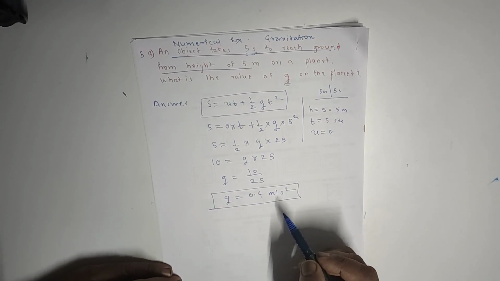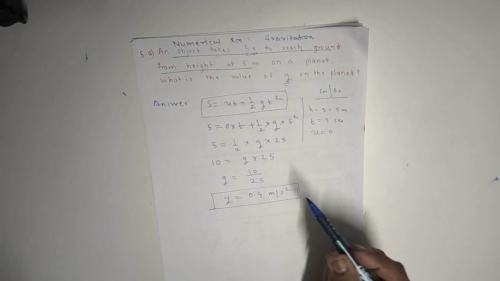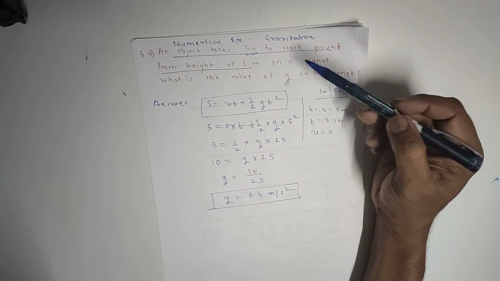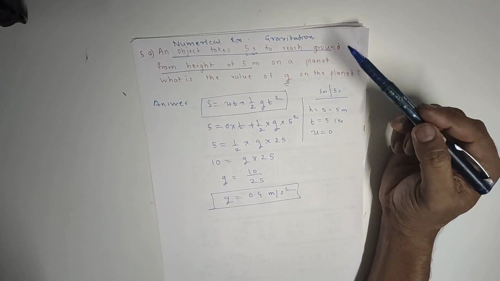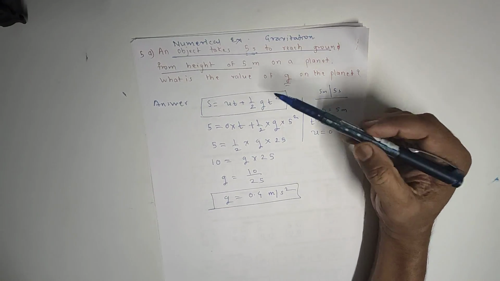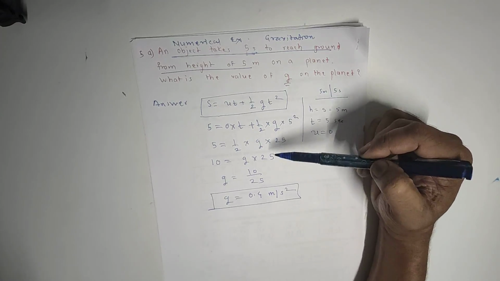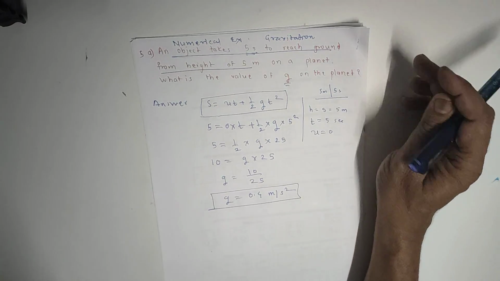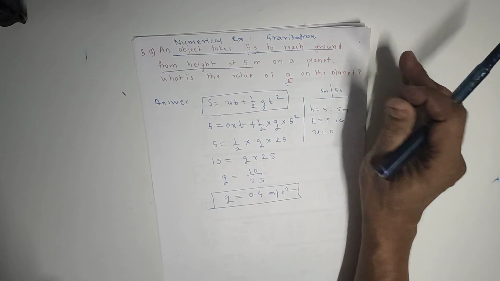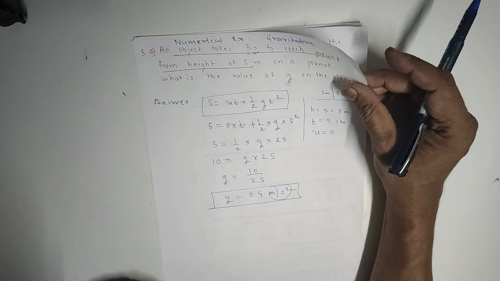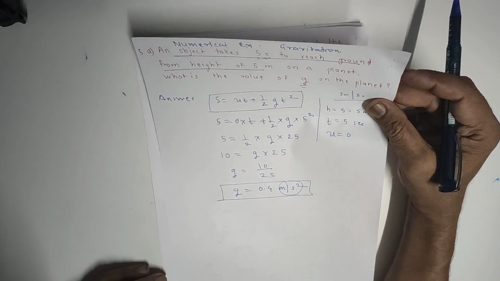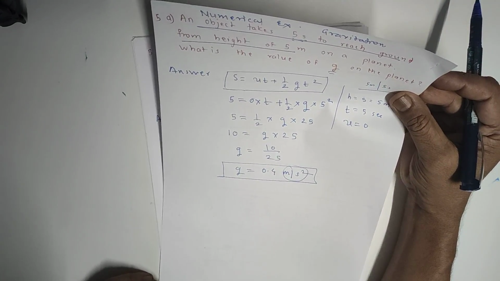This is a very simple example by putting the values. H as 5, t as 5, u is initial velocity, which we call as 0. Then by our usual calculation, we can find the solution and the answer with the unit meter per second square. It is g is equal to 0.4 meter per second square. Okay. Next, that is 5b.